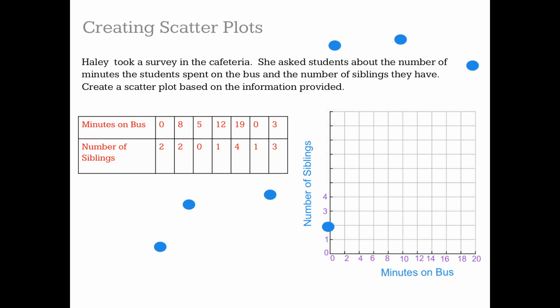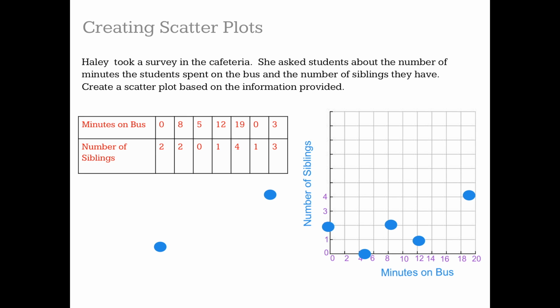The next thing, it says they spend 8 minutes on the bus and they've got 2 siblings, so I'm going to go over to 8 and bring my point up to 2. Then they've got 5 minutes on the bus, but they've got no siblings, so right between 4 and 6, there's going to be a spot across the x-axis. Then they got 12 minutes on the bus, but they've only got 1 sibling. Then they've got 19 minutes on the bus, and they've got 4 siblings, so I'm going to go all the way down between 18 and 20, where the 19 would be, and bring it up to the 4 siblings.